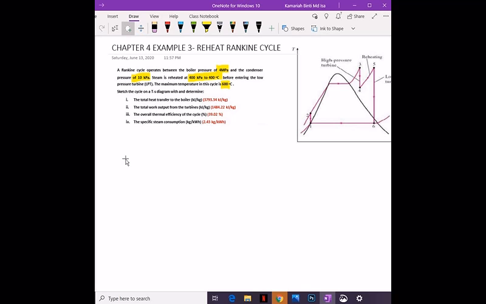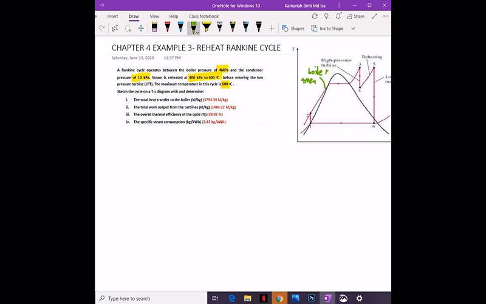Okay, so I've put the TS diagram over here. So let's write what we already know. We have the boiler pressure. If you want to know which one is the boiler, it will be at 0.2 to 0.3. Okay, so this one is the boiler, and then the pressure is 4 megapascal.